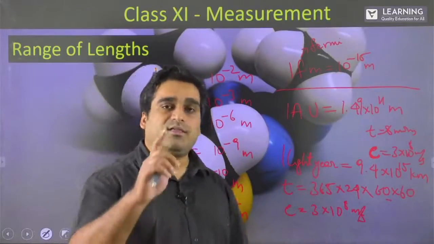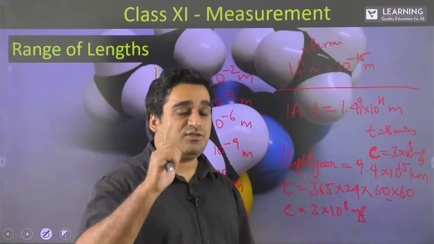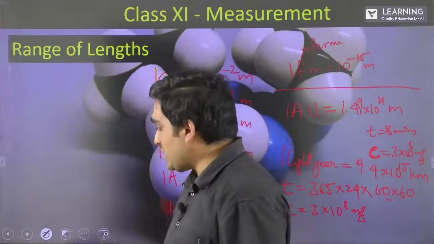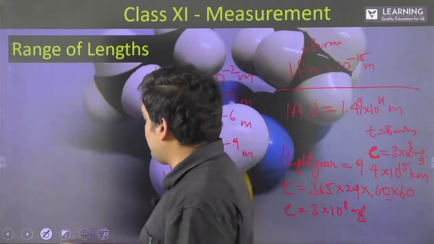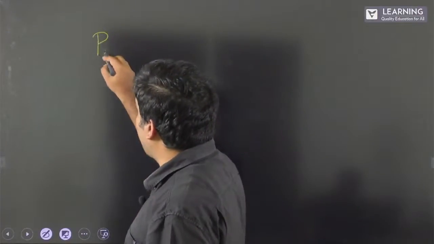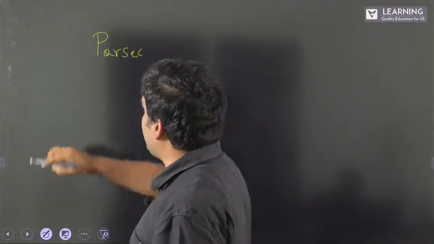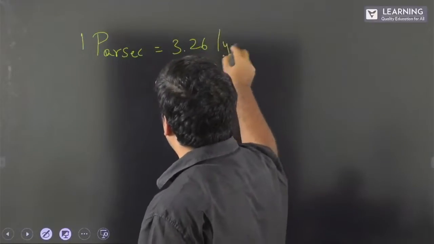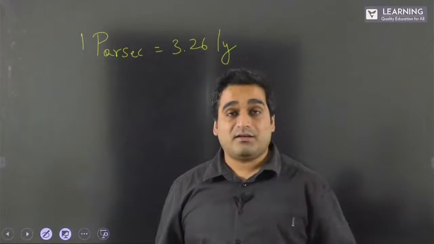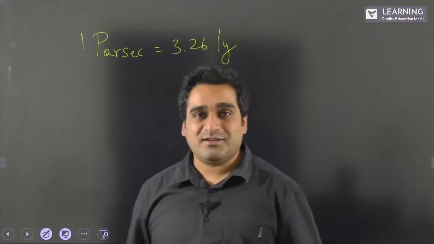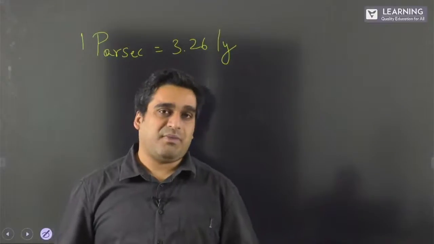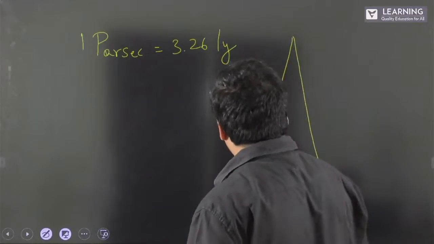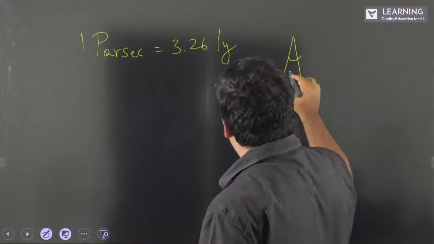And there's just one last unit which is even greater than a light year, and this one is called parsec. 1 parsec is 3.26 light years. That is even a greater distance than a light year. So what exactly is a parsec? Parsec is the distance at which it subtends an angle of 1 second.